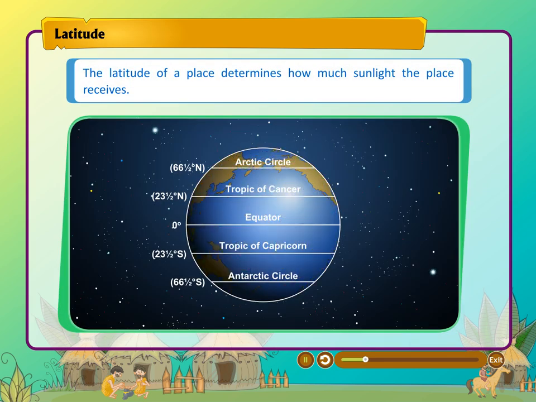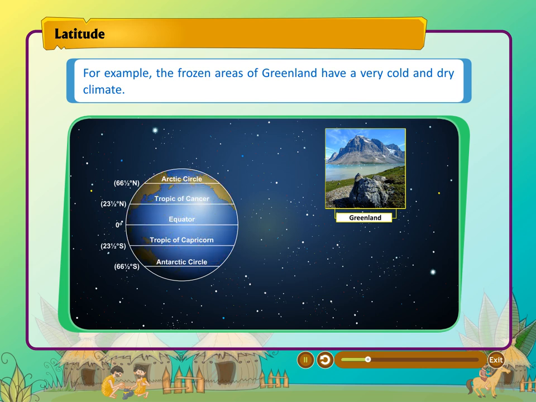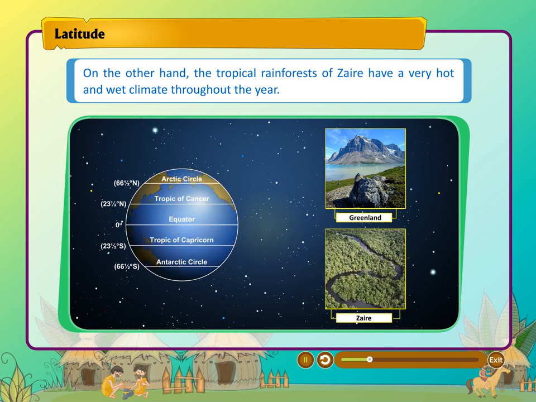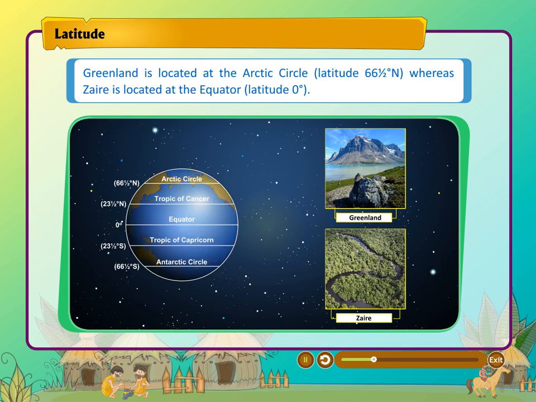Latitude. The latitude of a place determines how much sunlight the place receives. For example, the frozen areas of Greenland have a very cold and dry climate. On the other hand, the tropical rainforests of Zaire have a very hot and wet climate throughout the year. The difference in climate is due to the difference in the amount of sunlight that the two areas receive. Greenland is located at the Arctic Circle, latitude 66.5 degrees N, whereas Zaire is located at the equator, latitude 0 degree.